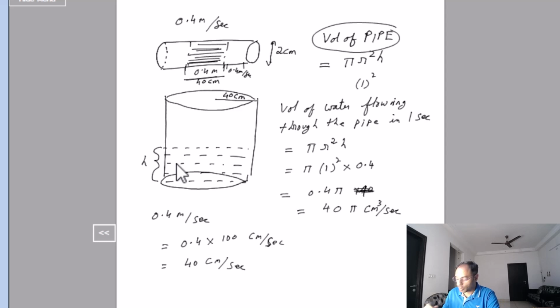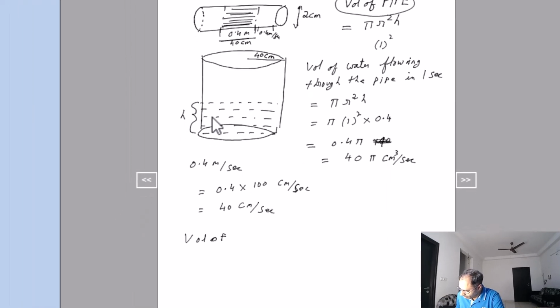And the volume of the tank is equal to, once again, pi r square h. We use the same formula, except that here the radius is different. Here it is pi into radius of the tank, 40 centimeters square. So 40 square into, and what is the height? We need to find that height.